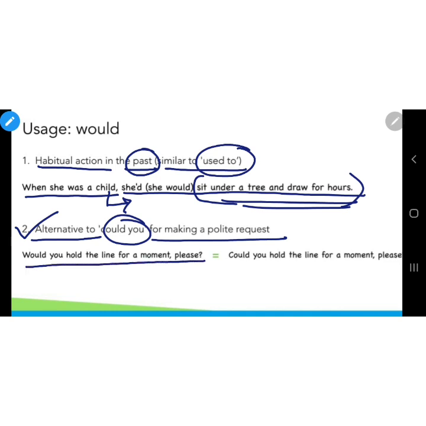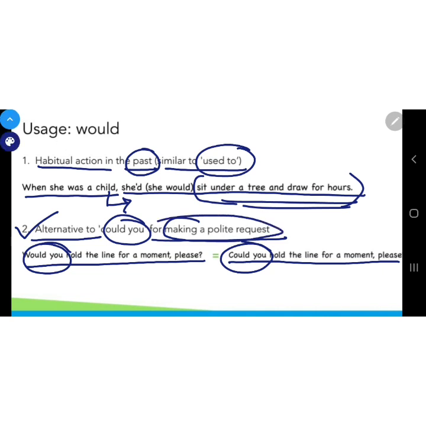Would you hold the line for a moment, please? Could you hold the line for a moment, please? So same thing. Would you? Could you? Same thing. It is an alternative for making a polite request.